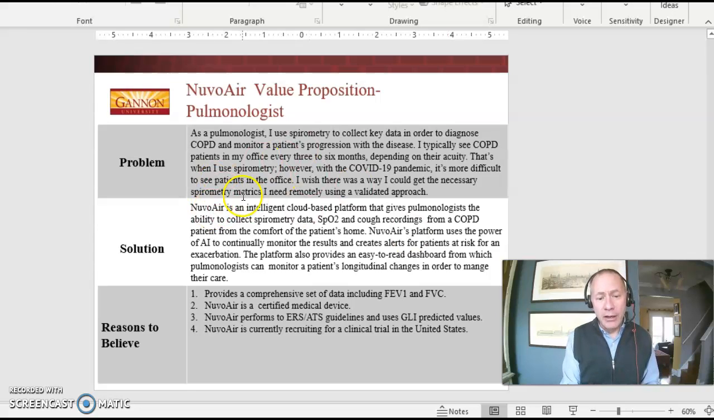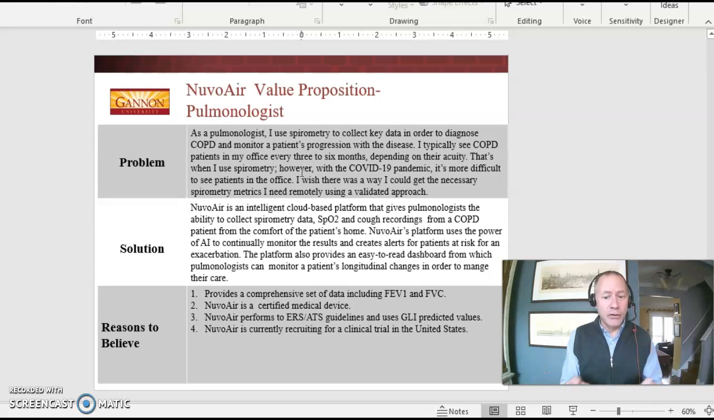My problem here is written as an I statement: as a pulmonologist, I use spirometry to collect key data in order to diagnose COPD, because the solution is for COPD, and monitor a patient's progression with the disease. Notice how that's different from what you set up. Mine is in terms of an I statement. It may seem a little technical, but it really drives home how this solution is going to meet the needs of that particular target group.